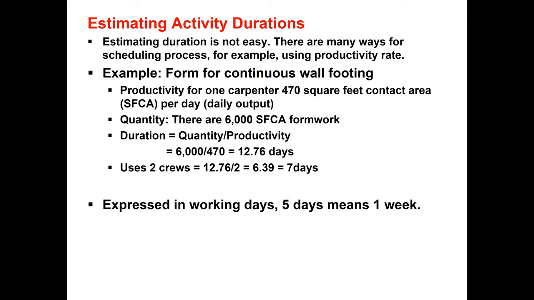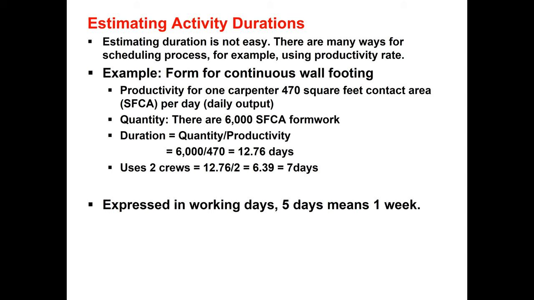Now let us take the example that we are going to fix the formwork for a continuous wall footing. The productivity rate from RS Means is available. That is, the productivity for one carpenter is 470 square foot contact area per day. In one day, that one carpenter can fix 470 square foot of formwork for the wall footing. Now the total quantity of that formwork is 6,000 square foot contact area. So we know the quantity.